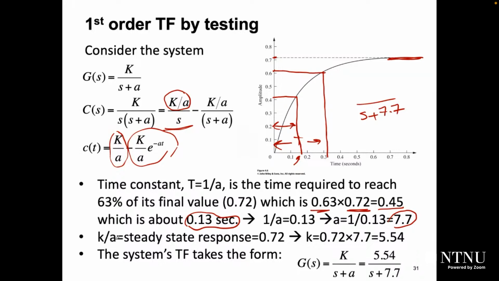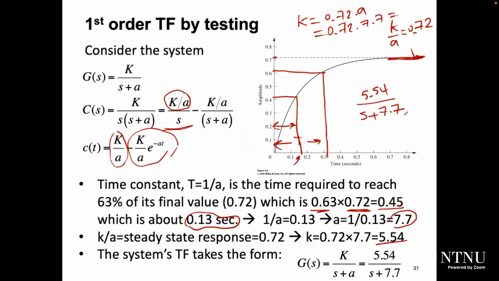What is K? It's the steady state response. So the final value here, in fact, is K divided by A, which is 0.72. Cross multiply, so K will be 0.72 multiplied by A. We got A already, which is 7.7. So 0.72 multiplied by 7.7 equals 5.54. So in this case, your transfer function will be 5.54 divided by S plus 7.7. So now we can get the transfer function of the first order system by testing.